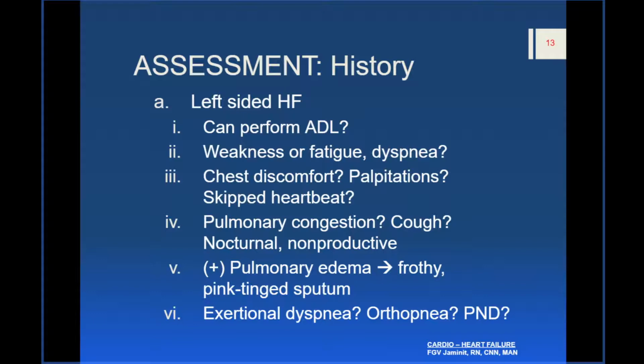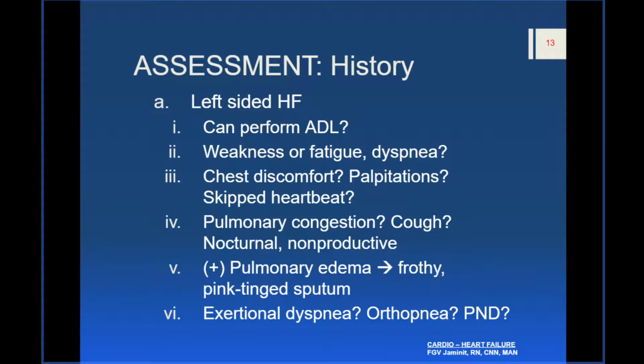If in case there would be fatigue, kailan nangyayari yung fatigue? Pagkagising pa lang ba sa umaga? Or habang may ginagawang activity? Or later after the day? Okay? Are there any dyspnea or difficulty in breathing? Chest discomfort? Presence of palpitations? Or a skipped heartbeat? Pulmonary congestion, if there would be presence.